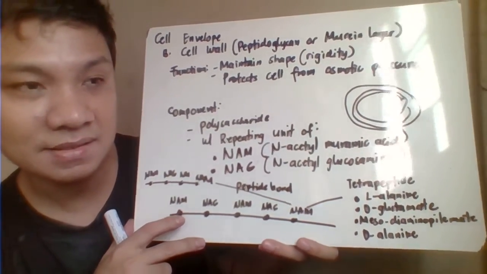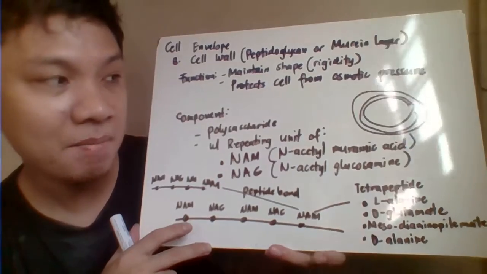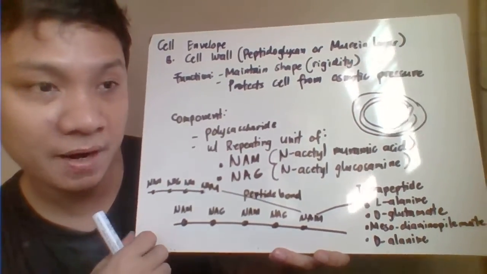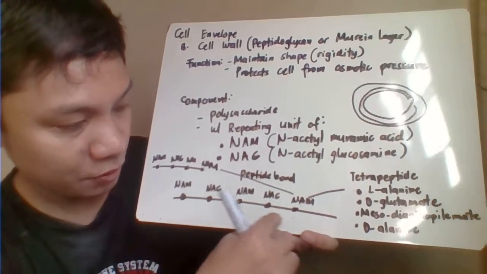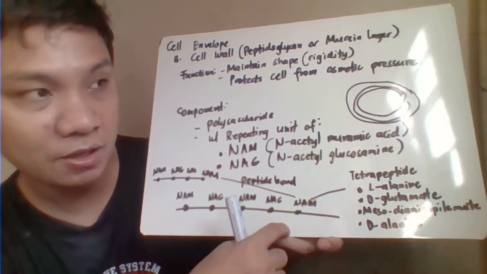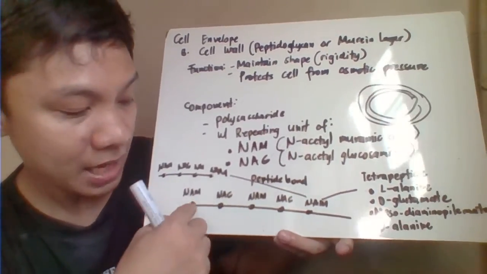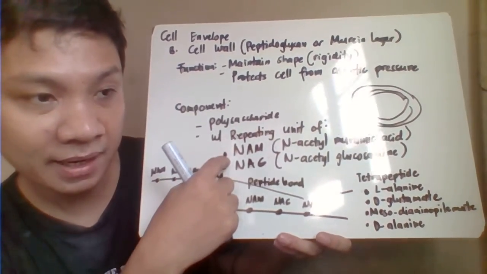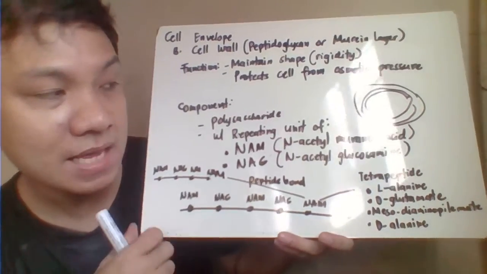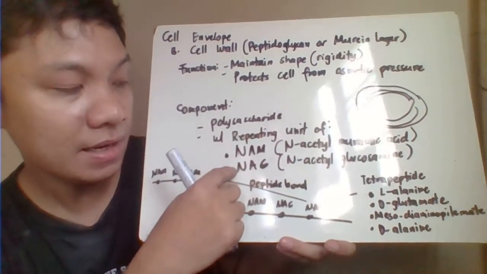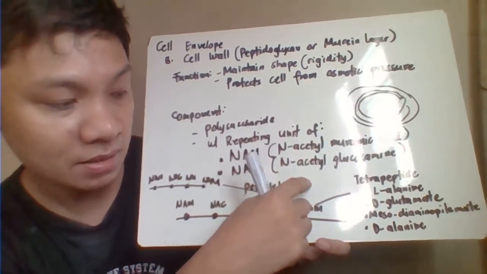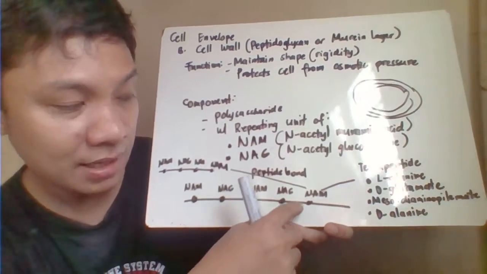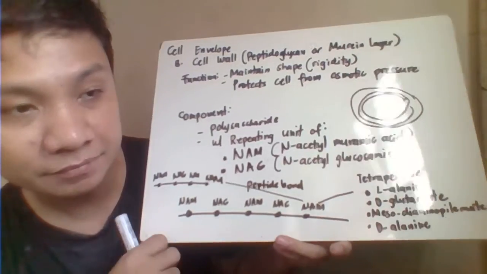So, what would be the components of your peptidoglycan? Peptidoglycan is a very complex structure primarily made up of polysaccharide. Pag sabing polysaccharide is a sugar. So, for example, this is your polysaccharide. So, may sugar dito. In each of this one, may alternating na layer of your NAM and NAG. NAM is your N-acetylmuramic acid, and NAG is N-acetylglucosamine. So, alternating, we have NAM, NAG, NAM, NAG, and NAM, NAG, and so on.